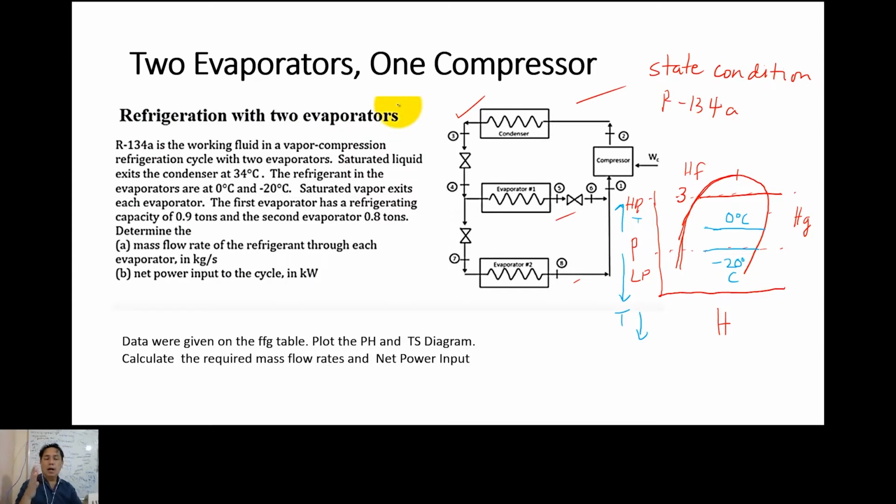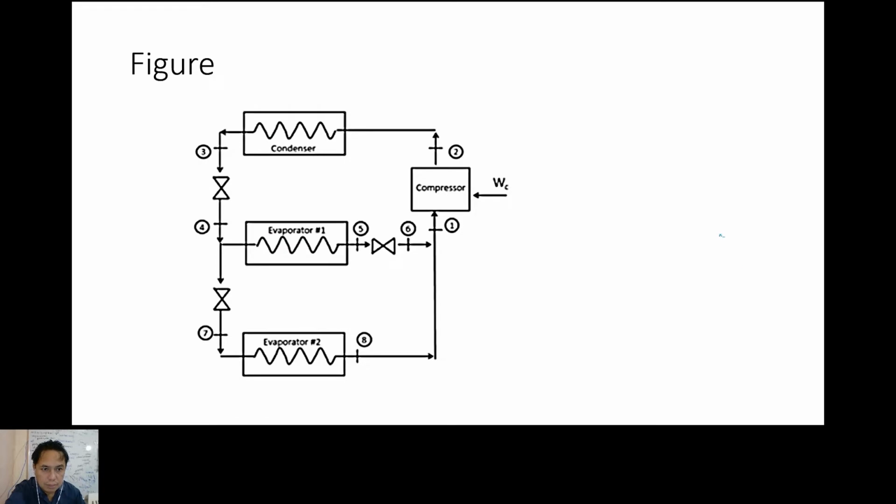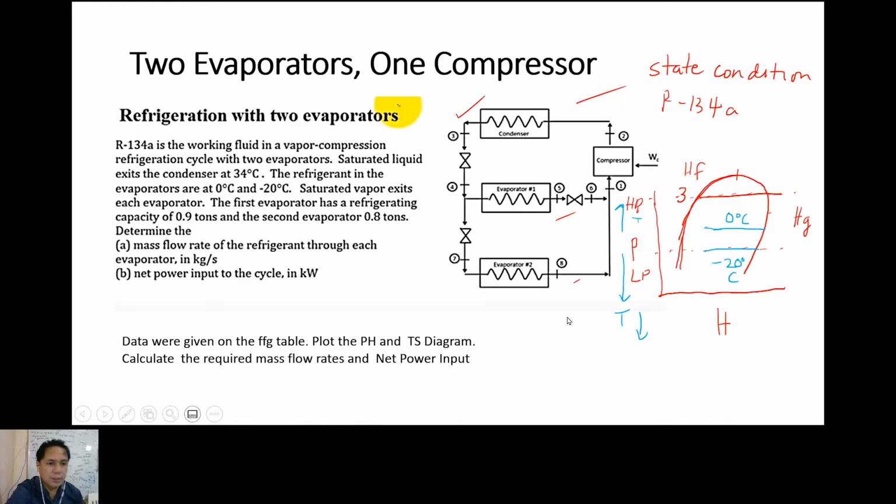Now, what's the next move that I can draw? Look at this. Saturated vapor exits each evaporator. So this is evaporator 1, and this is evaporator 2, this one. How do I know that I have to do something here?